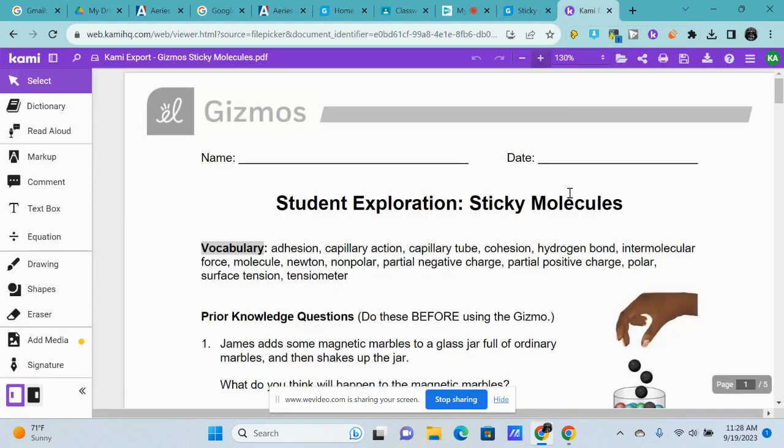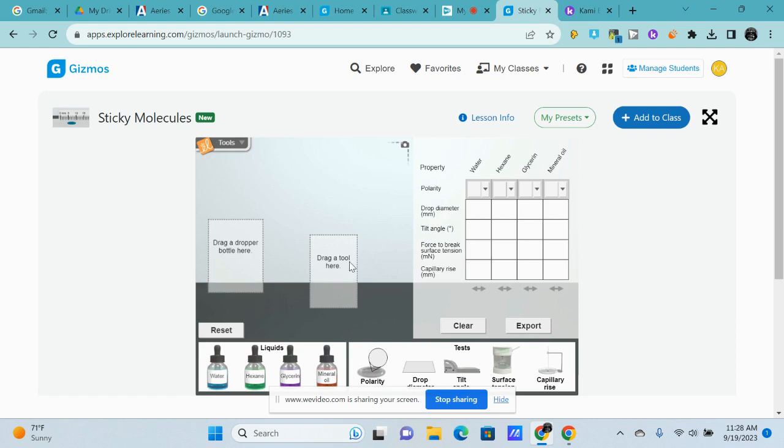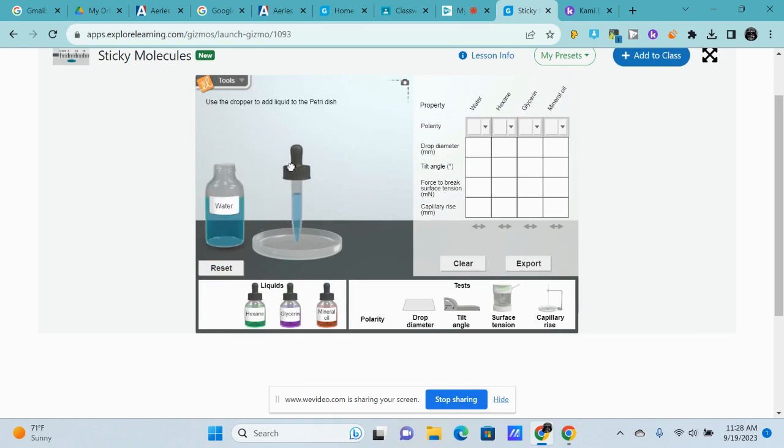All right, so I'm going to get you started. This one right here says drag a bottle of water and a petri dish, and we're going to put water in the petri dish. So I go here. The petri dish is right here. It says polarity. We're going to drag it here. And I'm going to drag water up here. I'm going to put some water in the petri dish, and it's going to allow us to see the water molecules.